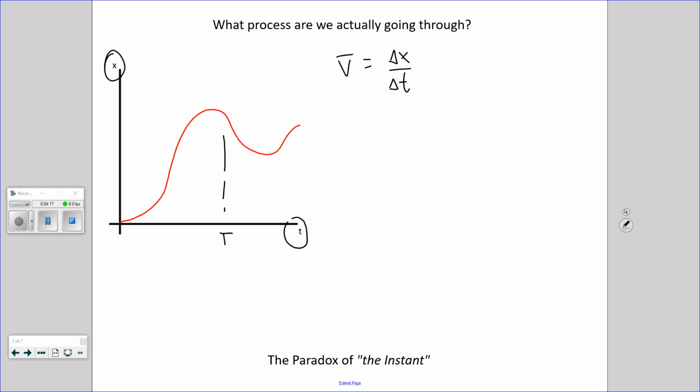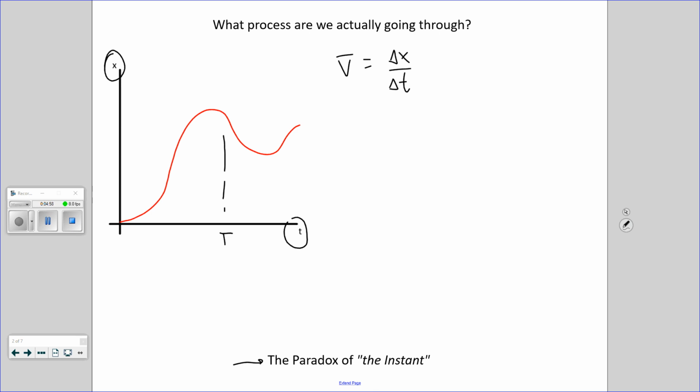So if we want to know the instantaneous velocity at this time t, the paradox of, quote, the instant is that we want to know a velocity at an instant, but there is no such thing, because velocity assumes that position has changed. One of my favorite statements is that a universal truth is that change takes time. Things can't change if time has not progressed.